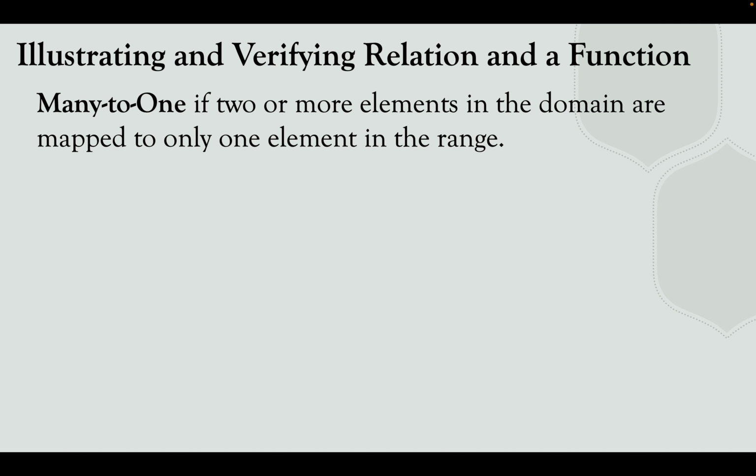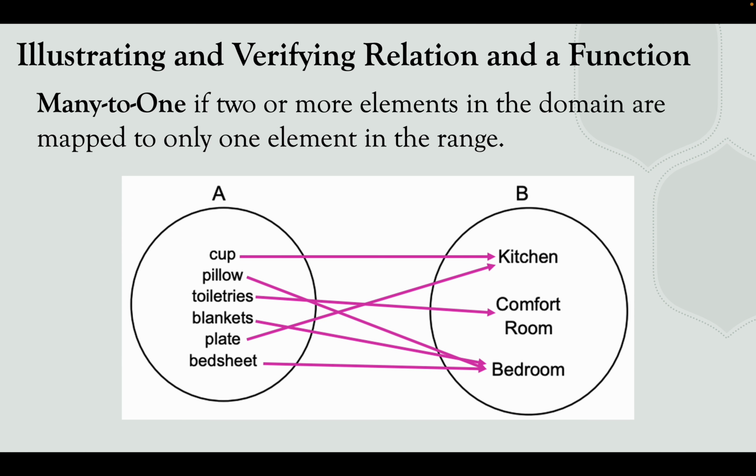Next, we have many to one. If two or more elements in the domain are mapped to only one element in the range, that is a many to one relation. An example for this one is the objects and the places in the house. So we have here, for example, the cup and plate paired in set B, which is the range, to the kitchen.